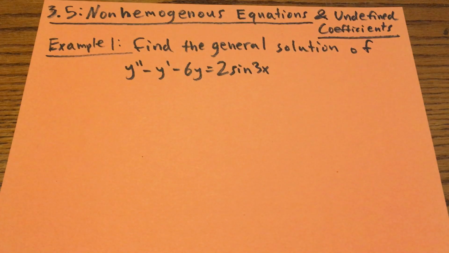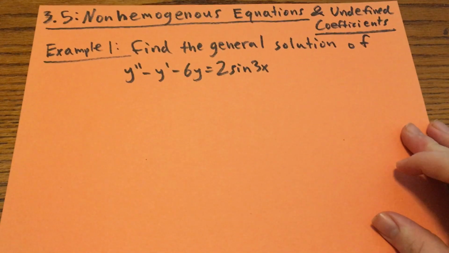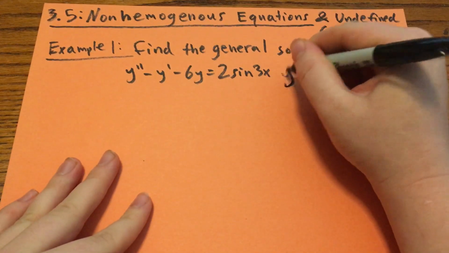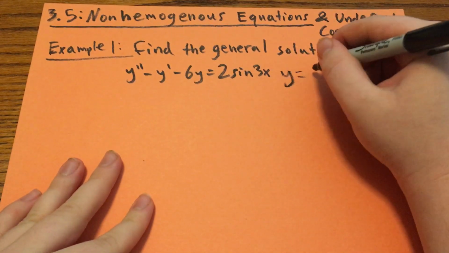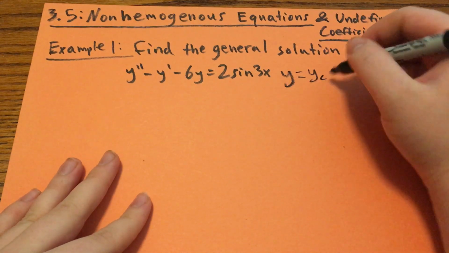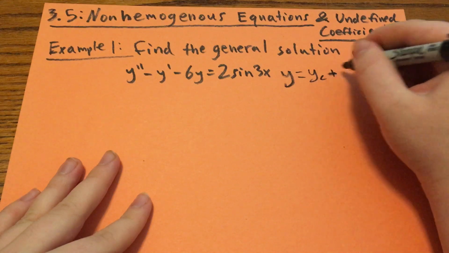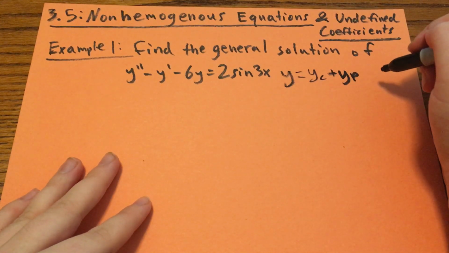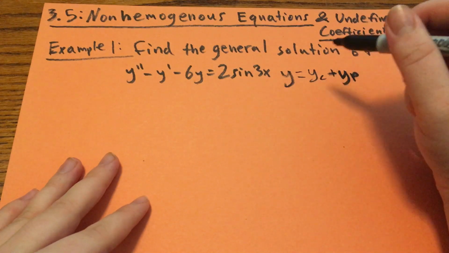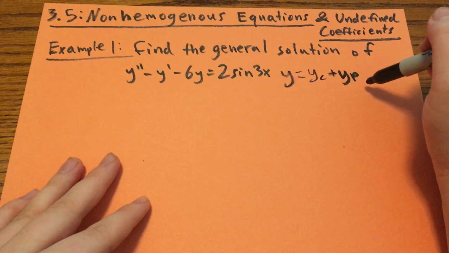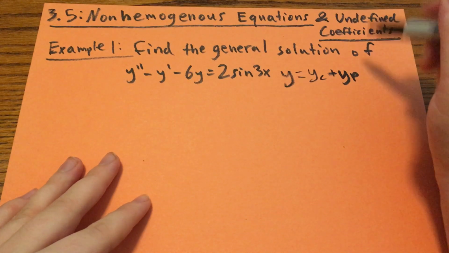Okay, so the formula for the general solution is simply y equals y sub c, which is the complementary solution, which is what you solved in 3.3, plus y sub p, which is the particular solution, which is what we'll learn to solve today, where y sub c is the solution of the homogeneous equation and y sub p is the solution to the non-homogeneous equation.